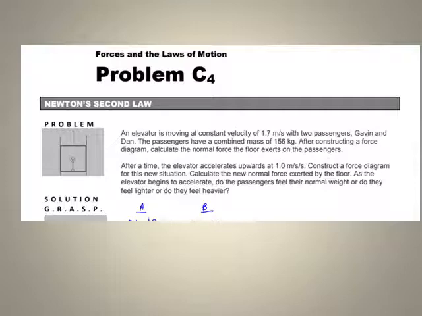So here's a little mini diagram of what's going on. There are not 2 people there, of course, but there should be. And it's moving in an upwards direction. Now, that's part A. Part B then sets up a situation where the elevator, for whatever reason, starts accelerating upwards at 1 meter per second squared. Construct a new force diagram, calculate the new normal force as they begin to accelerate, and then there's a concept question. What do the passengers feel? Do they feel normal? Do they feel heavier? Do they feel lighter?